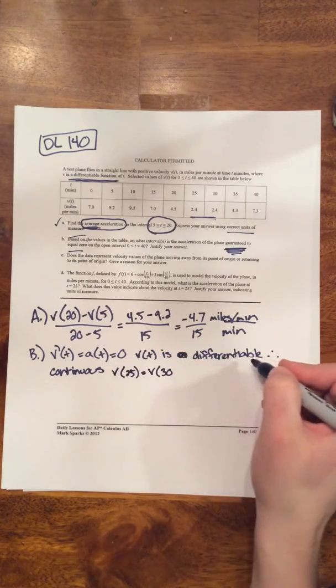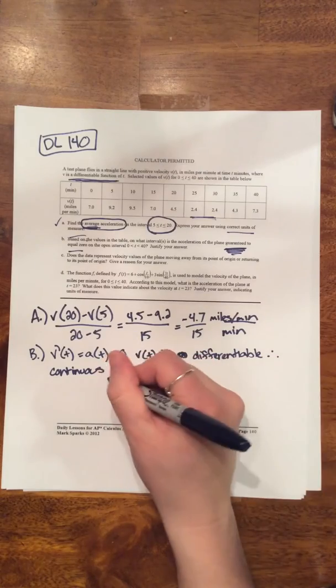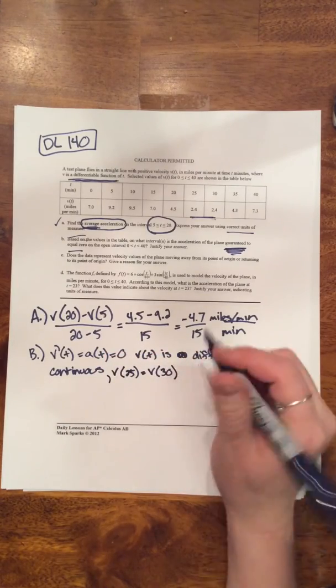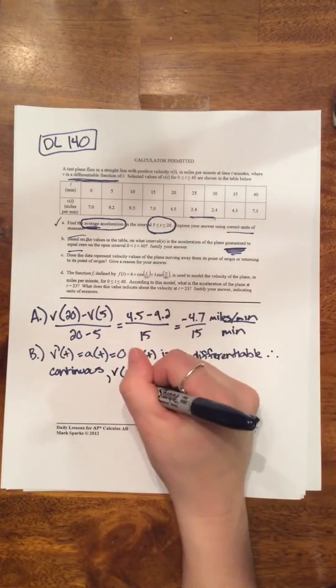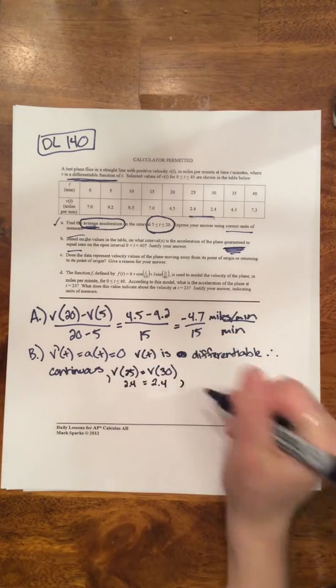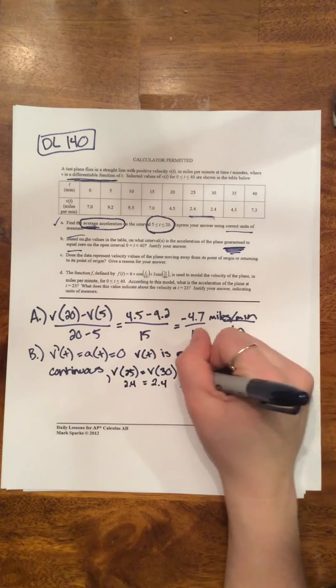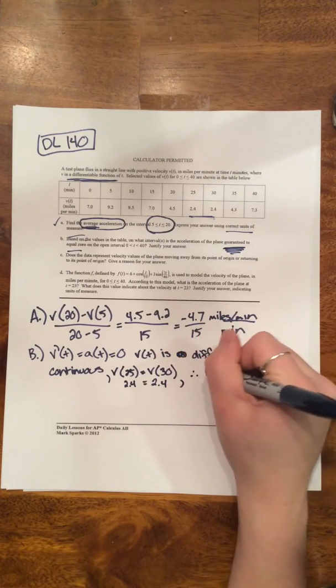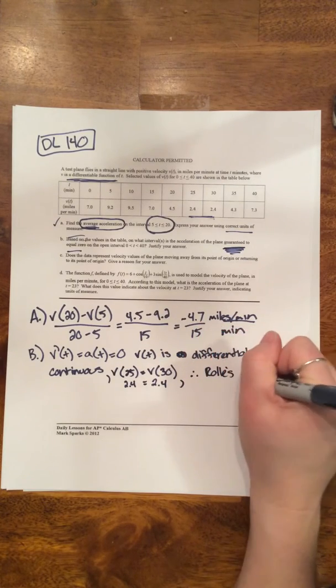So this is true. V of t is differentiable, therefore continuous. V of 25 equals v of 30. And I'm even going to say 2.4 equals 2.4, so I know for sure that's why they're equal. Therefore, Rolle's theorem guarantees such a value.